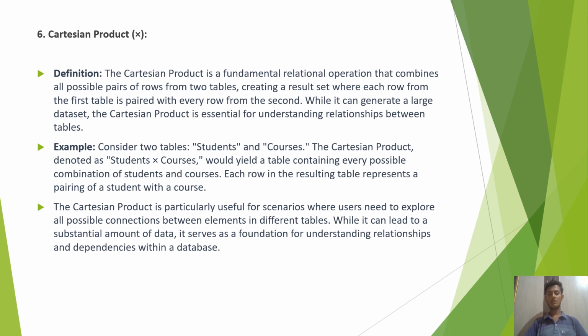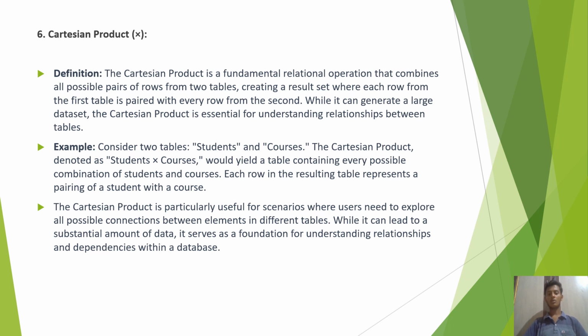Cartesian product. Cartesian product is a fundamental relational operation that combines all possible pairs of rows from two tables, creating a result set where each row from the first table is paired with every row from the second. While it can generate a large dataset, the Cartesian product is essential for understanding the relationship between the tables.